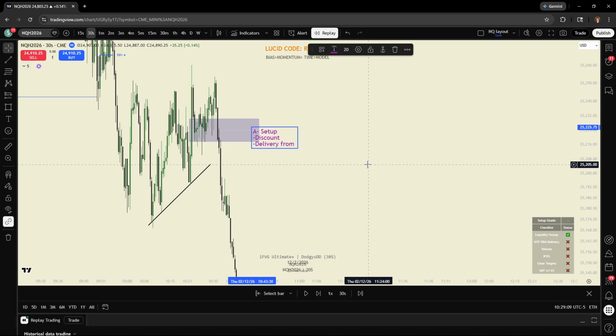Delivery from 3-minute, built liquidity, inverse, significant gap. We stay low. Good momentum. Outside macro. Senior gap. Anything else?